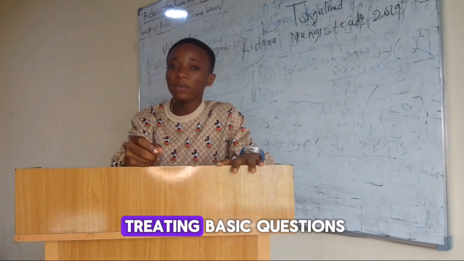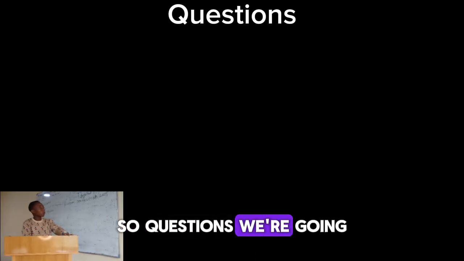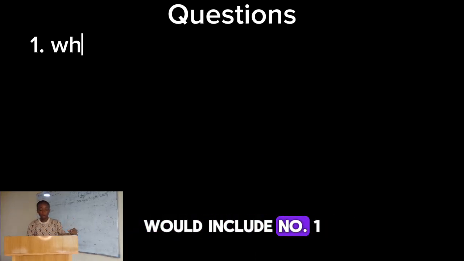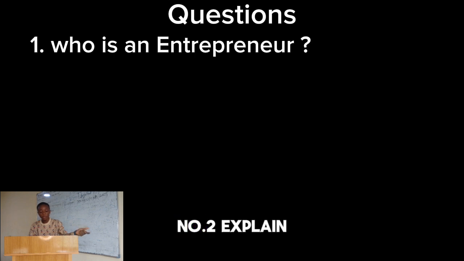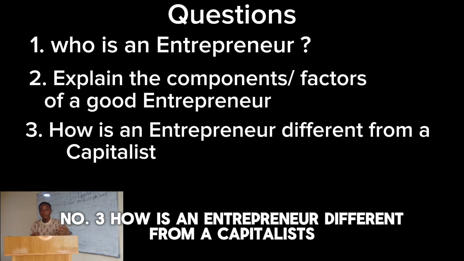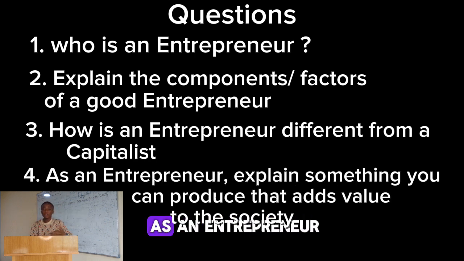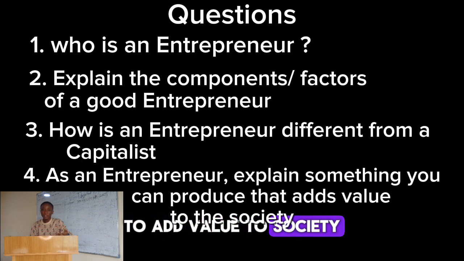Today we are going to be treating basic questions on entrepreneurship. So, questions we are going to discuss today will include number one, who is an entrepreneur? Number two, explain the components and factors that make up a good entrepreneur. Number three, how an entrepreneur is different from a capitalist. And number four, things that can be done as an entrepreneur to add value to the society.